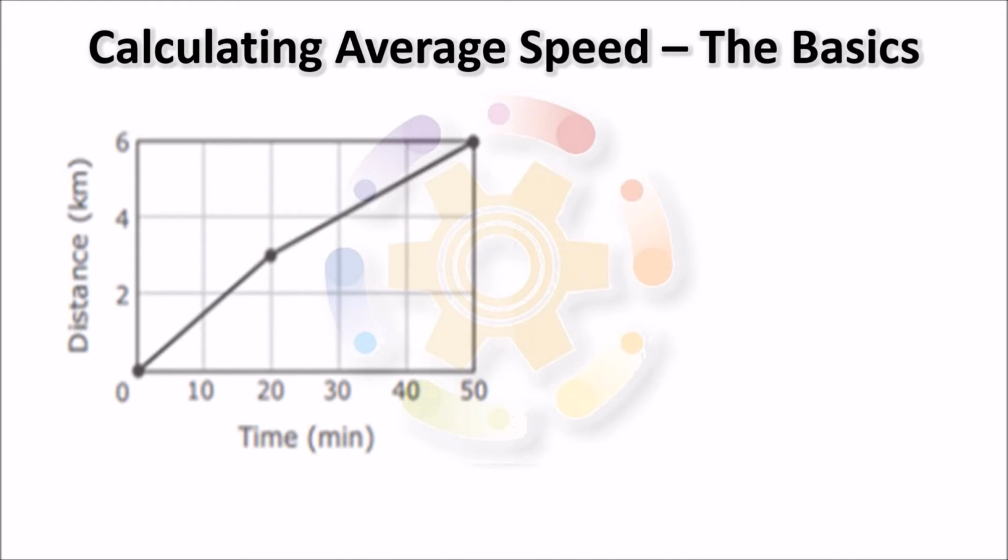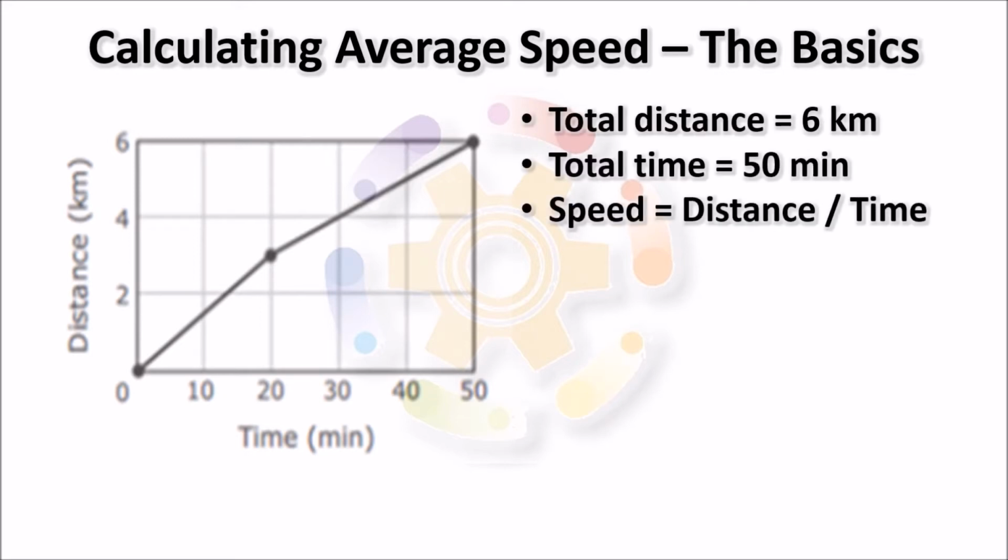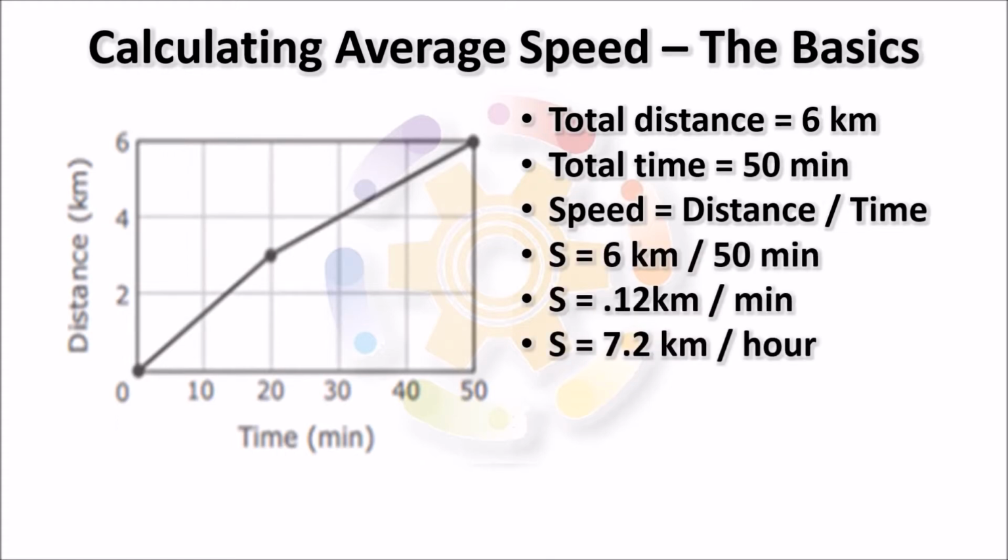Now this graph looks very different from the last one. However, if we take a look at our average speed, our total distance is still 6 kilometers and our total time is still 50 minutes. So we once again get 6 kilometers divided by 50 minutes, which gives us 0.12 kilometers per minute or 7.2 kilometers per hour. However, this graph is not quite the same as the one we saw previously.